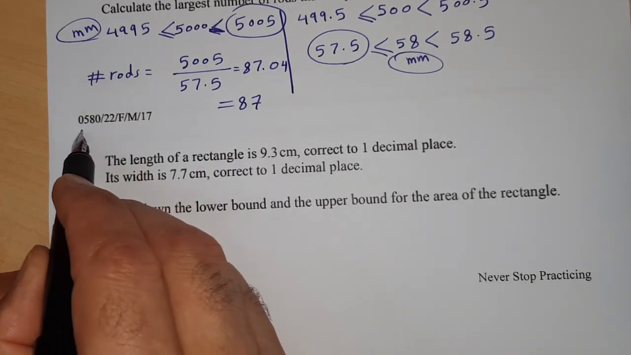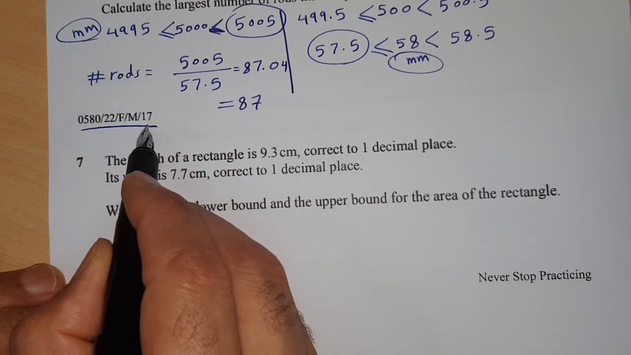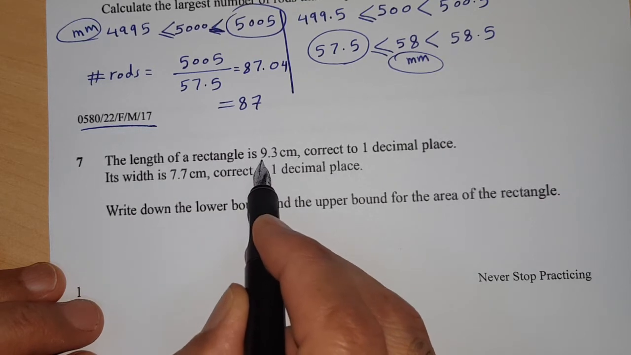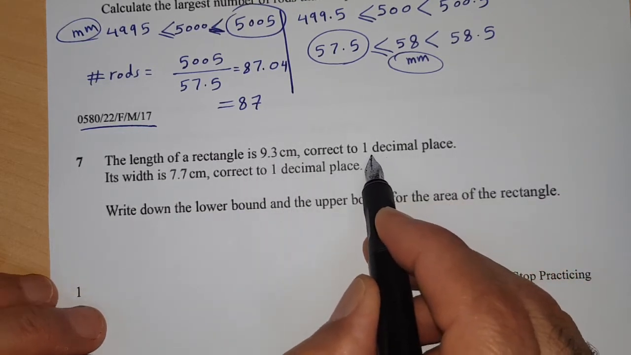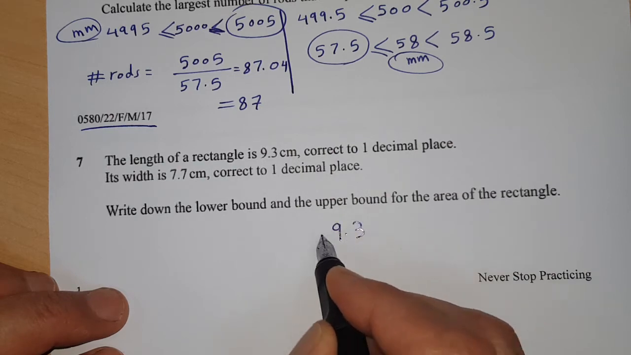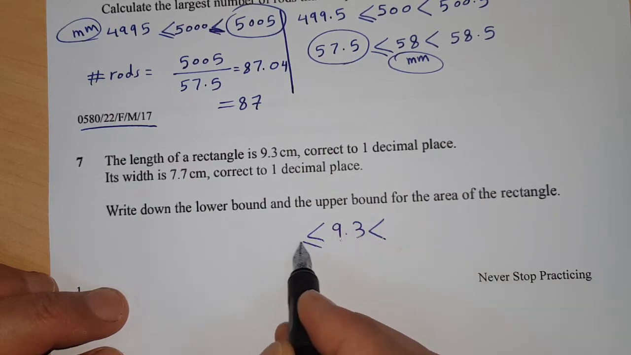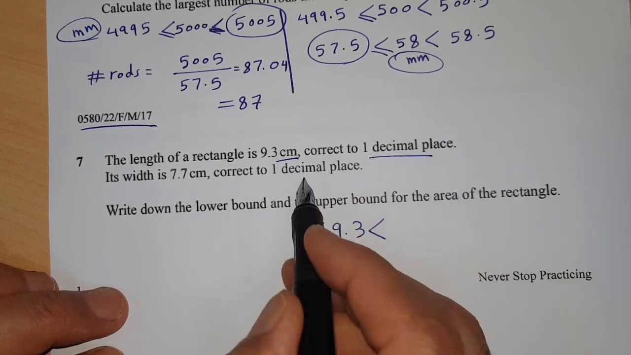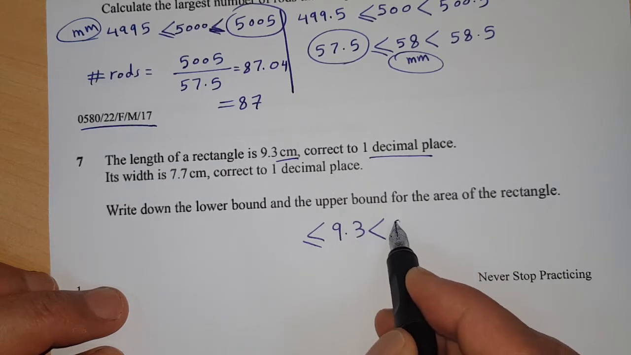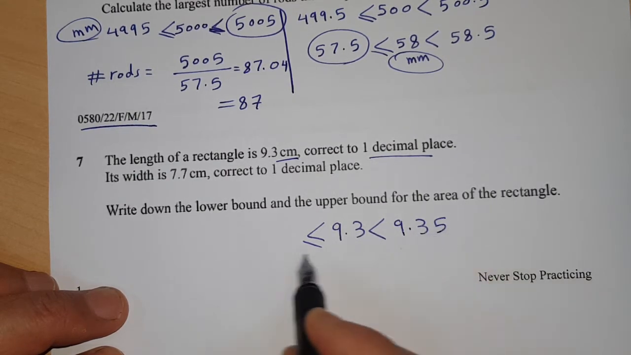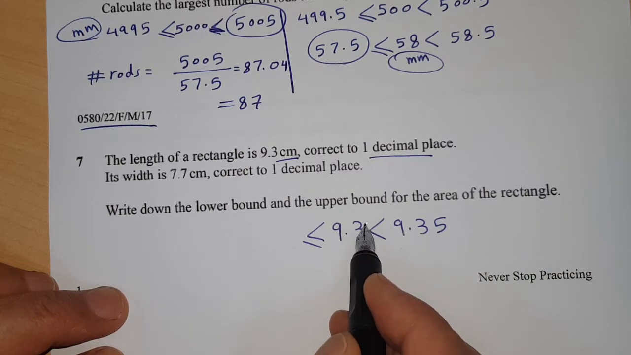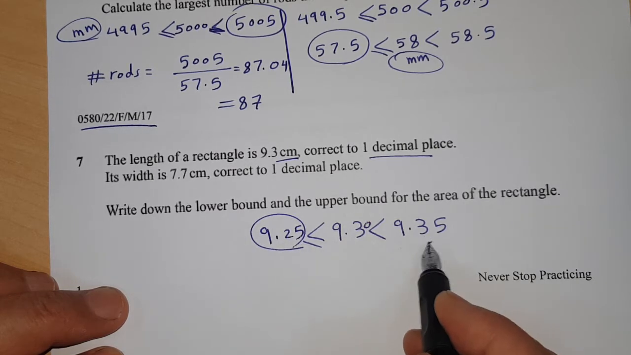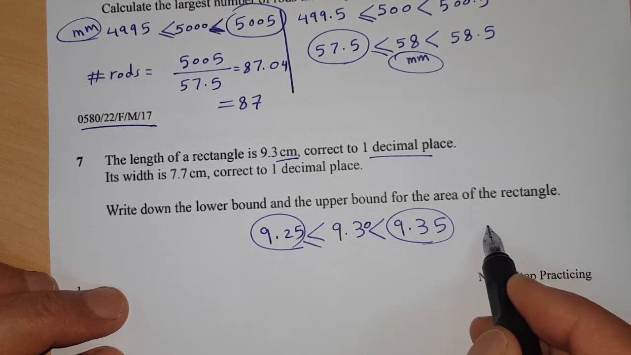Number 7 in paper 2, 2017, version 2. The length of a rectangle is 9.3 centimeters, corrected to 1 decimal place. So 9.3 lies between lower and upper bound. Always write the lower and upper bound. Corrected to 1 decimal place, here 0.3. Just to make it 30, add 5 to get 35, the upper bound, and subtract 5 from 30 to get 25. Just add 0 here to make it easy. This is the lower bound, and this is the upper bound. Don't forget to write centimeters here.